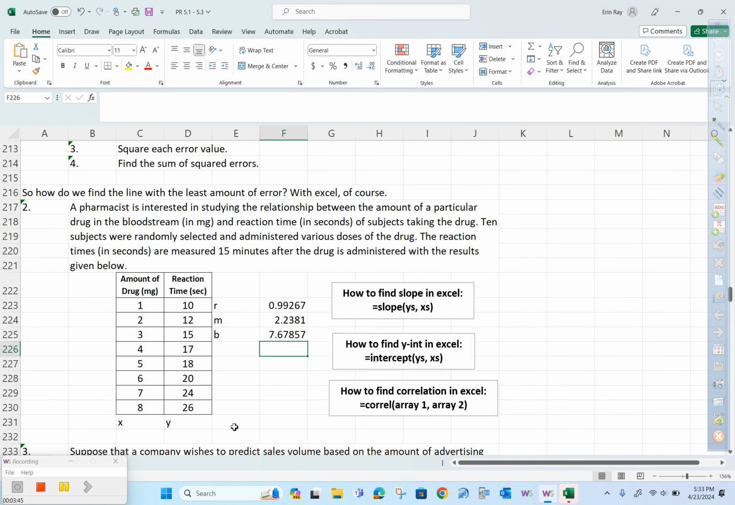So putting it together, what we generally write here, since this gives us our predicted y's, this is y hat. Okay, I'm actually okay if you just write y, but it is the predicted y's, and we'll indicate that as we go through here. But it's really the little hat, the caret above that y. And then our slope was 2.2381 x, the amount of drug, plus our 7.679. Okay, so that is our line of best fit.